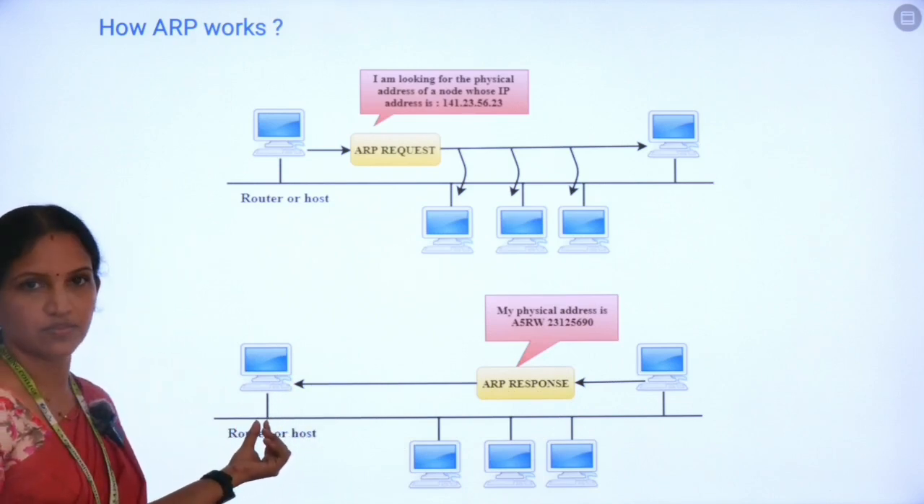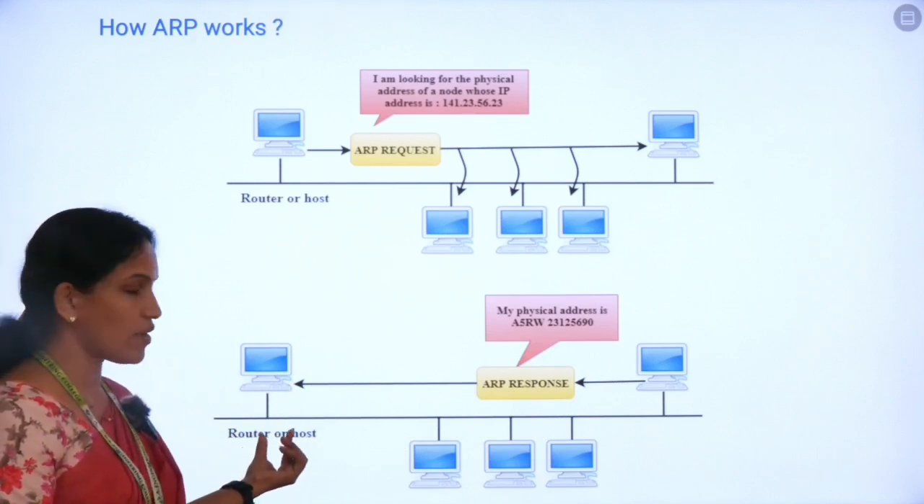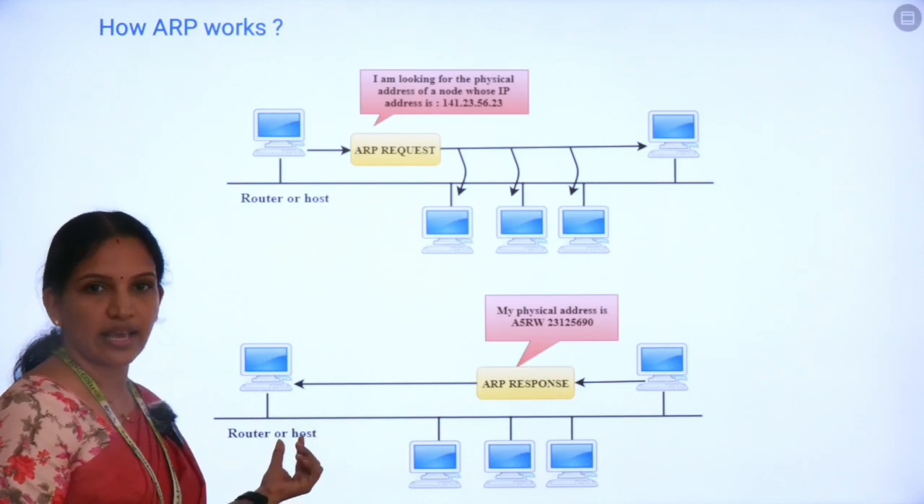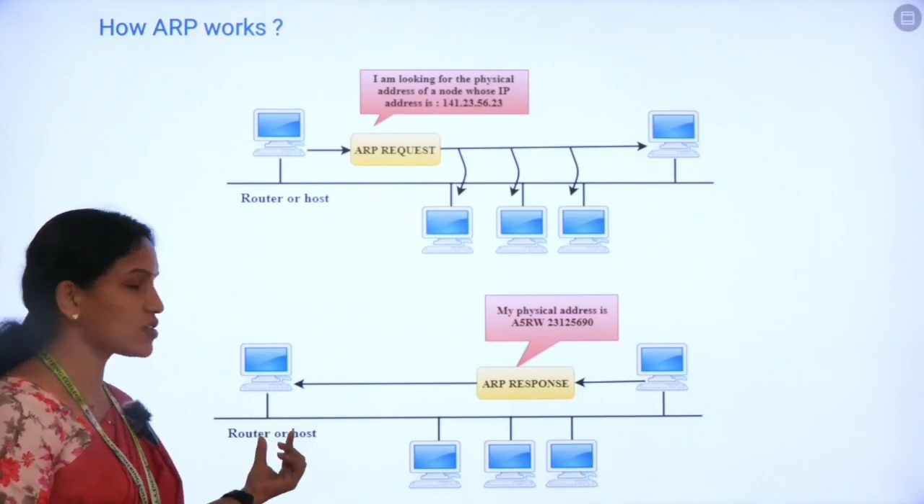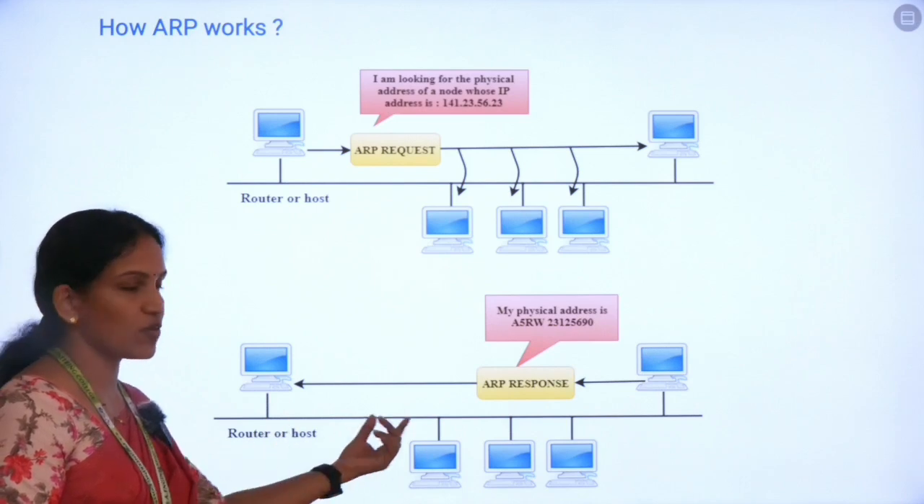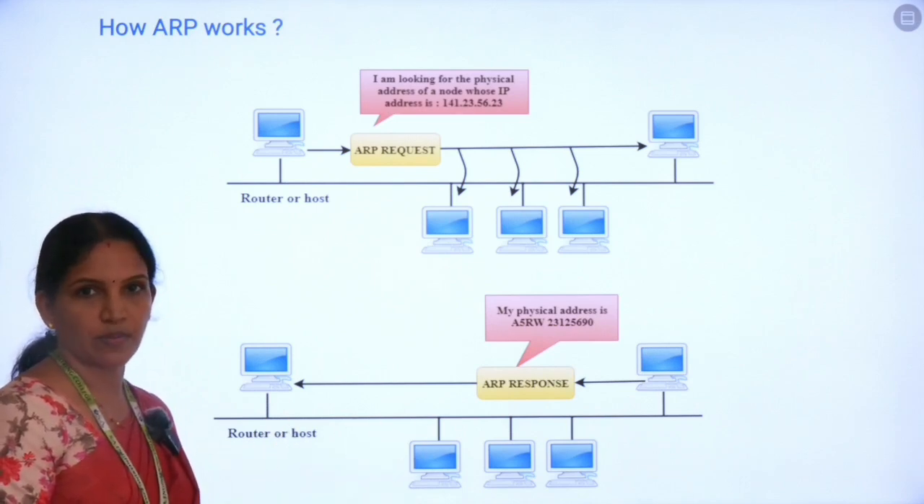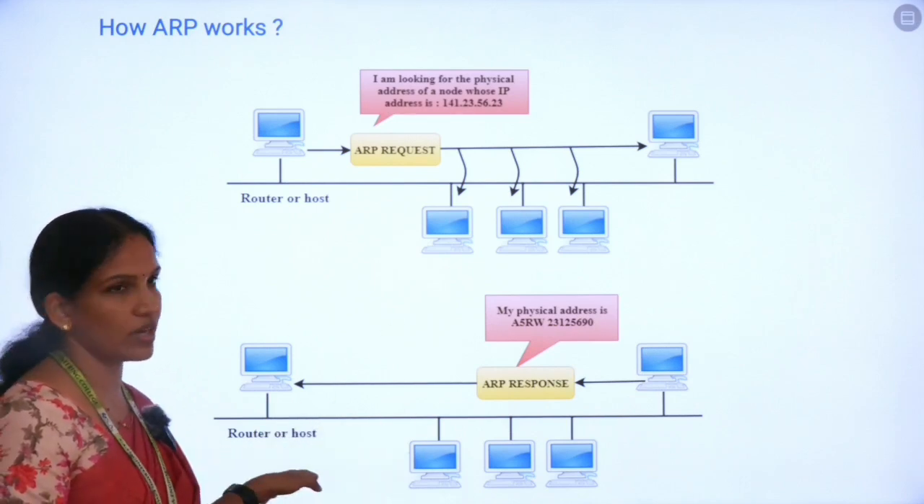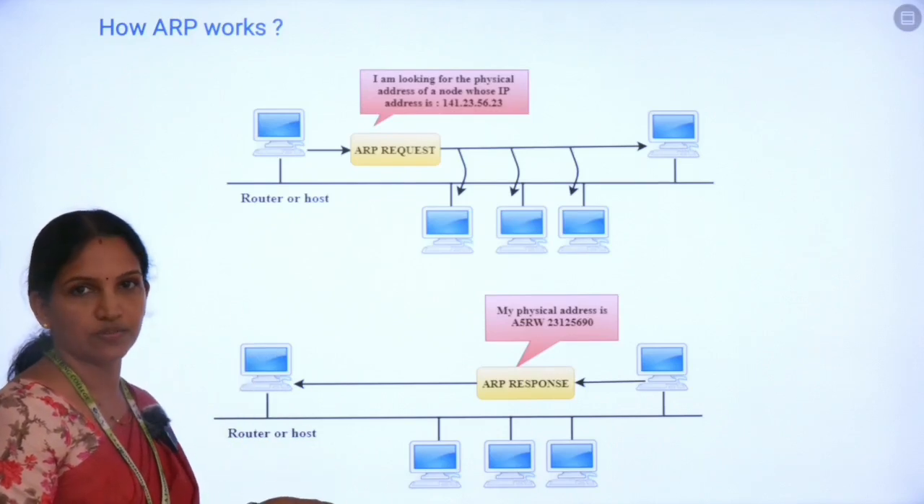The MAC address will be stored in the ARP response message and it will be sent to the source device. Once the source device receives the ARP response, it will store the MAC address into its ARP cache so that it can be used for subsequent communication. So this is how the ARP will work.